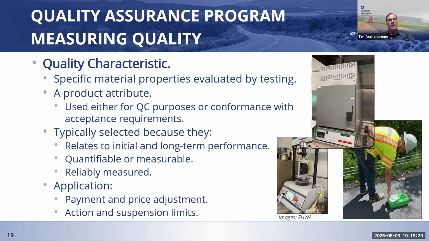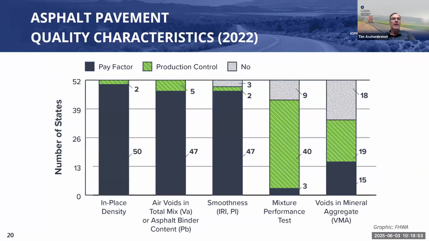And then these quality characteristics can be applied in a couple of ways. An agency may use these quality characteristics for payment or price reduction. In that case, the acceptance quality characteristic would be used to assess the pay factor. Or these acceptance quality characteristics can lead to action or suspension limits. For example, it could be a go, no-go situation, in which a contractor would have to make adjustments before continuing to proceed with paving.